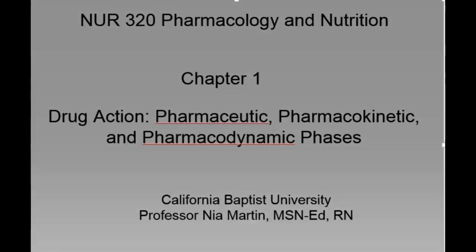Chapter 1 allows us to take a closer look into drug action. When we consider how drugs operate and function in the body, we must consider three dynamic phases: pharmaceutic, pharmacokinetics, and pharmacodynamic. So let's take a look at phase number 1, pharmaceutic.